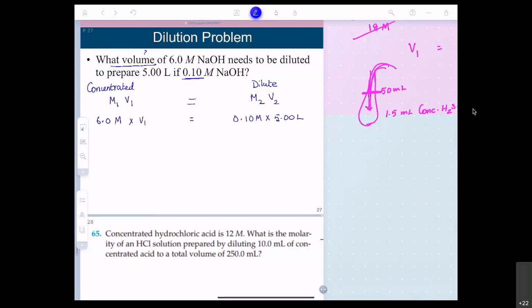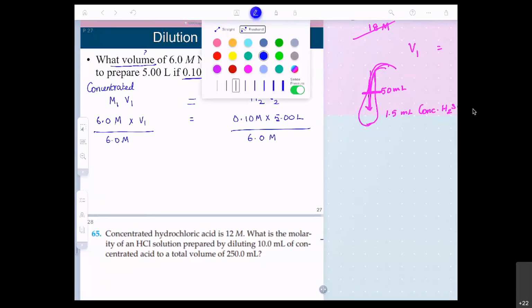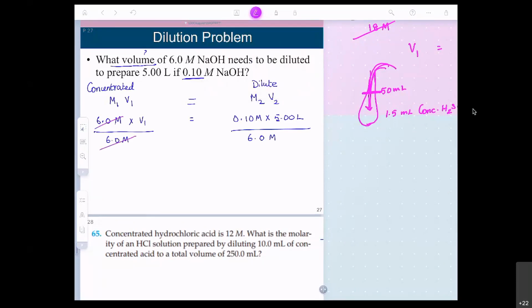So on either side, you're going to divide by 6 M. If you do that, you'll cancel the molarity, and the answer will be in liters. You saw how in the previous problem, the answer was in milliliters. This time it's in liters. You don't even have to convert anything. The units take care of themselves very nicely here. So the answer, we want to go to two significant digits based on 6.0.